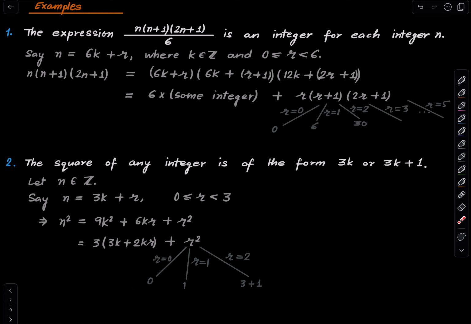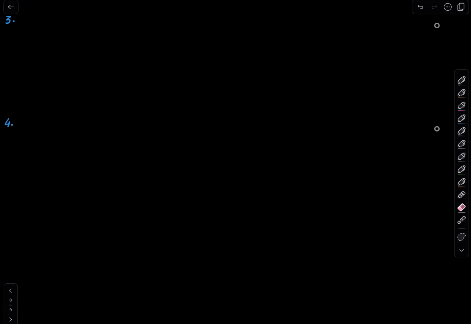So you can always express the square of any integer as either that or that, depending on whether r was 0 or not. If r is 0, n squared is of this form. If r is non-zero, then it is of this form. Great. Two more examples and then we'll finish.